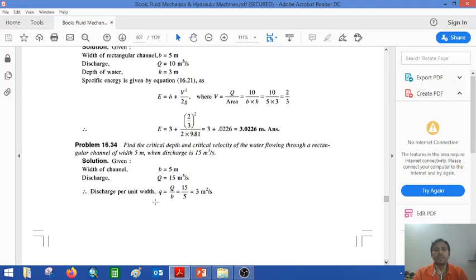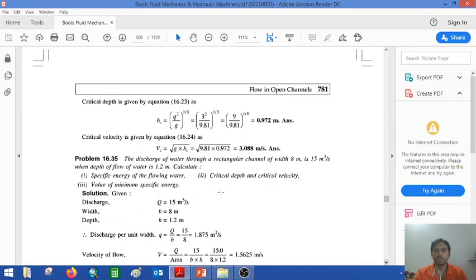B and Q are given. Now we have to find the value of small q, the discharge per unit width. So we divide the discharge by the width: 15 by 5, so we get 3 meter cube per second per meter. Now those values we insert into the equation. It's very easy to get the value of the critical depth. So we get (9 by 9.81) to the power 1 by 3, which is 0.972 meter.